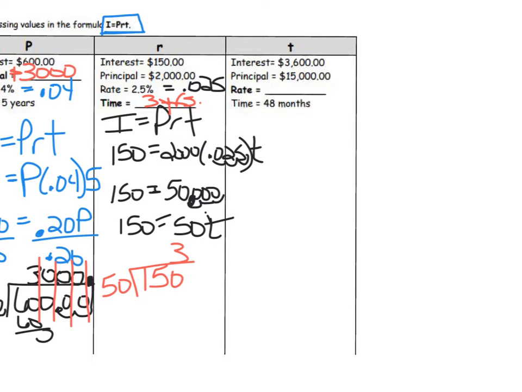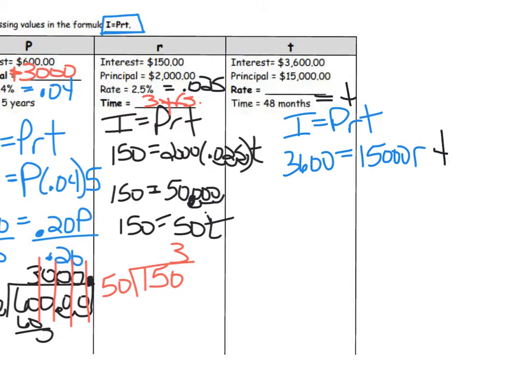Okay, let's go to the last one. And the last one, now we're finding the rate. Okay, so we still use the formula, interest equals principal, rate, and time. Okay, the interest is 3,600. The principal is 15,000. The rate we don't know, so I'm just going to put R. And the time is 48 months. But can I use 48 months? What do I need to do? So how many years is 48 months? 4 years. So then times 4.